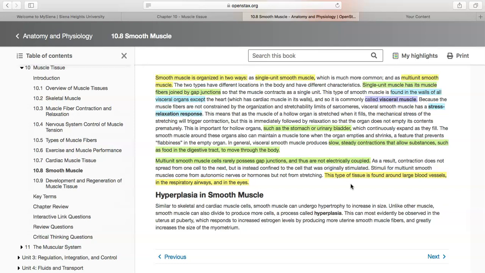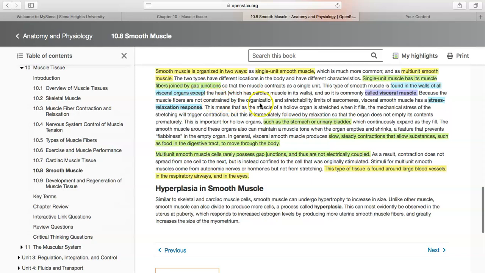A single unit muscle has its muscle fibers joined by gap junctions, and that makes sense, right? If you have those gap junctions, you can basically control contractions throughout many cells at once, and so that makes sense why you would call it a single unit. You'll find those in the walls of all the visceral organs except the heart, because the heart has, again, cardiac muscle in its walls. And when you find these single unit smooth muscle cells in these visceral organs, they often call it visceral muscle.